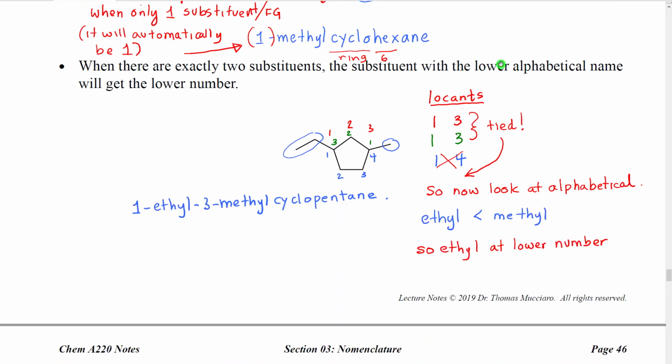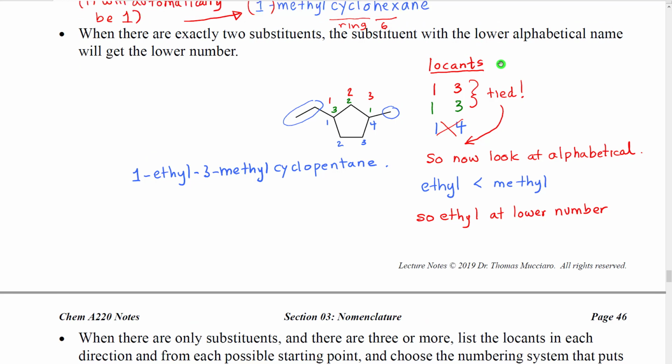In a molecule which has no main functional group and no unsaturations, so basically an alkane, when there are exactly 2 substituents, what we do is we give the substituent with the lower alphabetical name the lower number. Now, it's very important to emphasize that this is only in a situation where we have a ring as our parent and we have 2 substituents exactly. If we have 1 substituent, there's a different rule. If we have 3 substituents or more, there's a different rule.